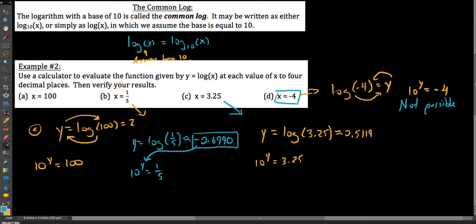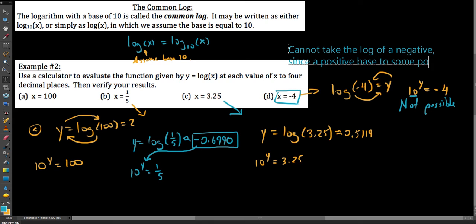We can never take the log of a negative value, because that's like saying we took some positive base to a power, and when I multiplied it by itself that many times, I got a negative output. So one thing that we want to make sure that we note here is this. We cannot take the log of a negative, since a positive base to some power must come out to be positive. So as we get to graphing these in upcoming videos here, we're going to notice really quickly that our domain is only positive x values that we can plug into these functions here.